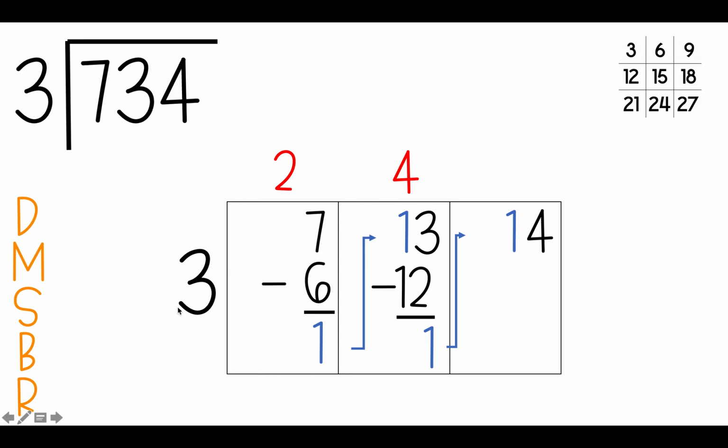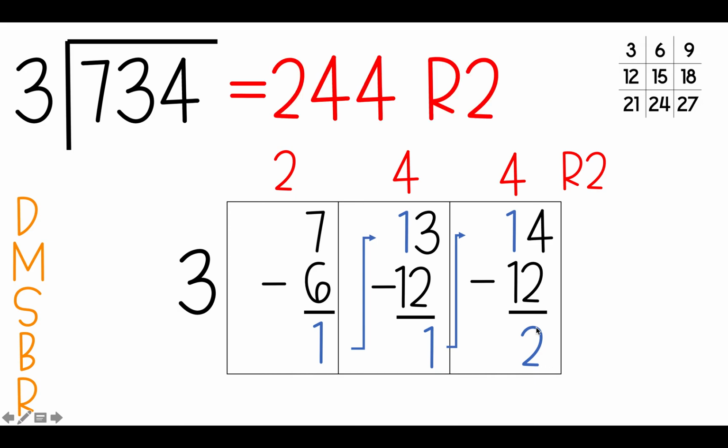All right? 3 can go into 14 4 times. 4 times 3 is 12. I subtract, and I'm left with 2. This final 2 is my remainder, okay? This final 2 is my remainder, so I write R2. So my final answer is 244 with a remainder of 2.